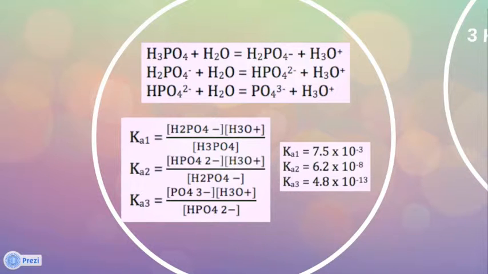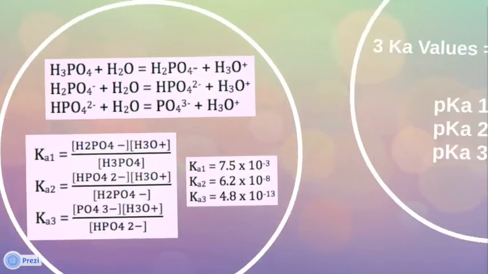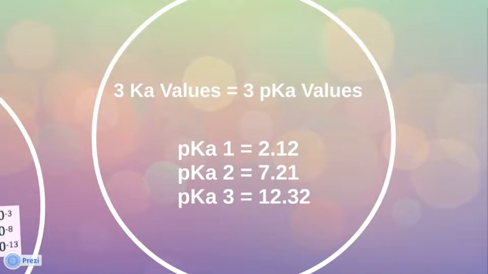Ka1 has a value of 7.5 times 10 to the negative third, Ka2 has 6.2 times 10 to the negative 8, and Ka3 is 4.8 times 10 to the negative 13. Since there are 3 Ka values, there are also 3 pKa values. pKa is the negative log of the Ka, and for phosphoric acid, pKa1 is 2.12, pKa2 is 7.21, and pKa3 is 12.32.